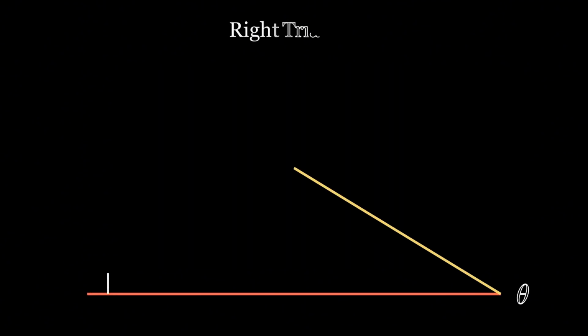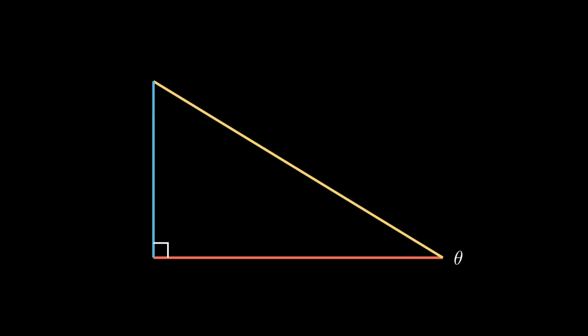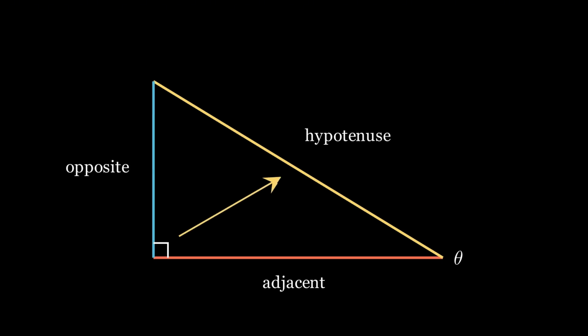Just kidding. Let's say this is our right triangle. We've got three sides: the hypotenuse, the opposite side, and the adjacent side. The hypotenuse side being the side opposite of the right angle, the opposite side being the one opposite of theta, and the adjacent side being the one next to theta.